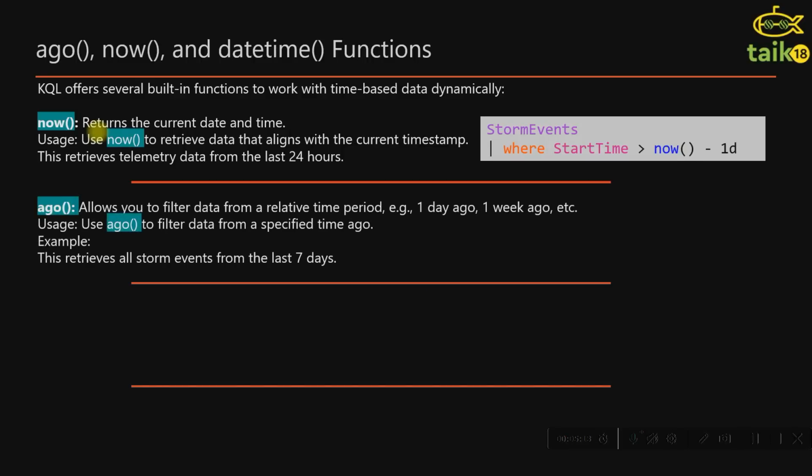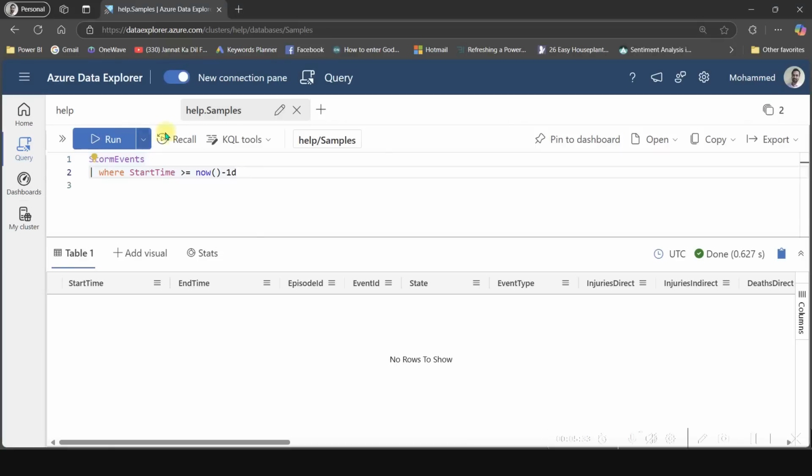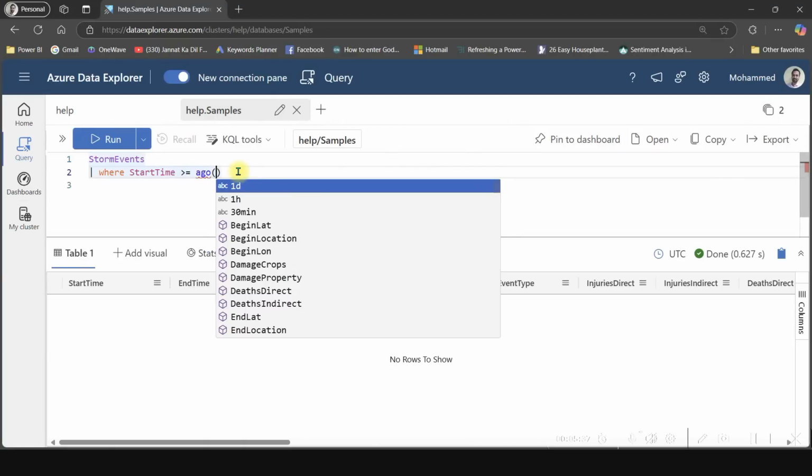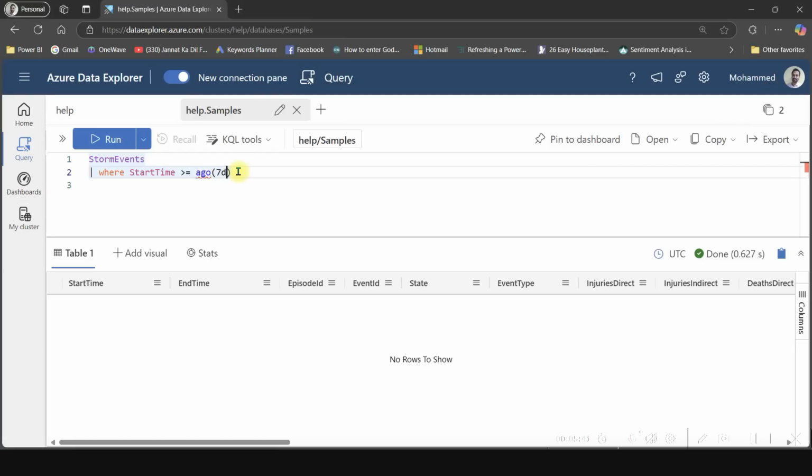Now, ago allows you to filter the data for a relative datetime period, for example 1 day ago and 1 week ago. Whatever data we have, you need to specify that. So what is ago here? As an example, we can use StartTime with ago 7 days. This retrieves all the storm events from the last 7 days. Instead of this, we can just use ago, and then specify 7d within the brackets.